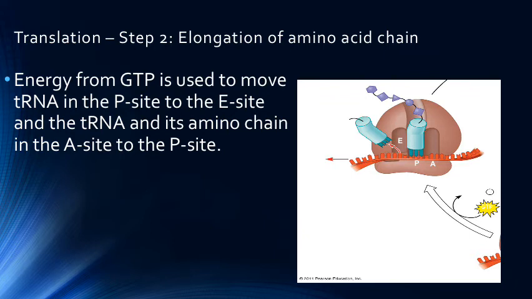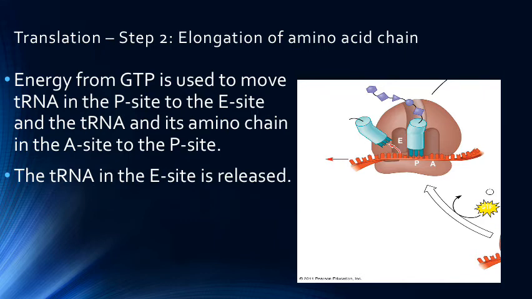And so energy from that GTP molecule is used to move the transfer RNA from the A site to the P site, and then again from the P site to the E site. Same thing going on there. The transfer RNA, once it reaches the E site, no longer is carrying the amino acid, and so it gets released.